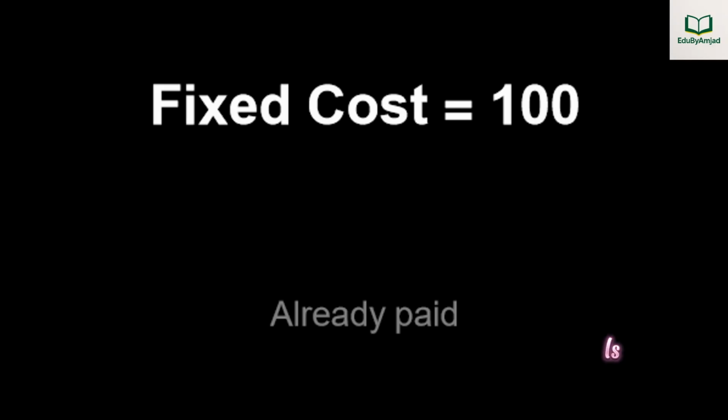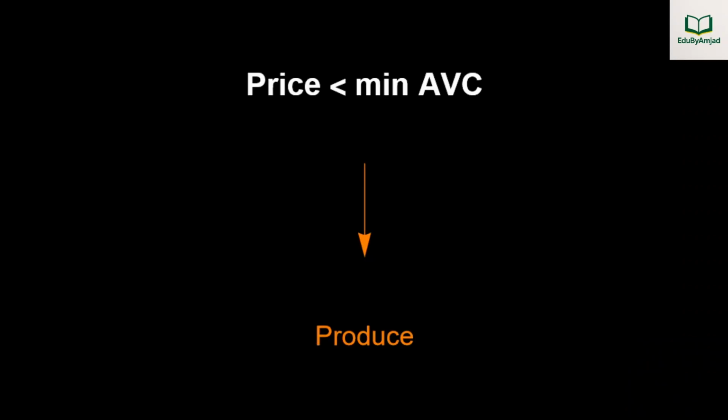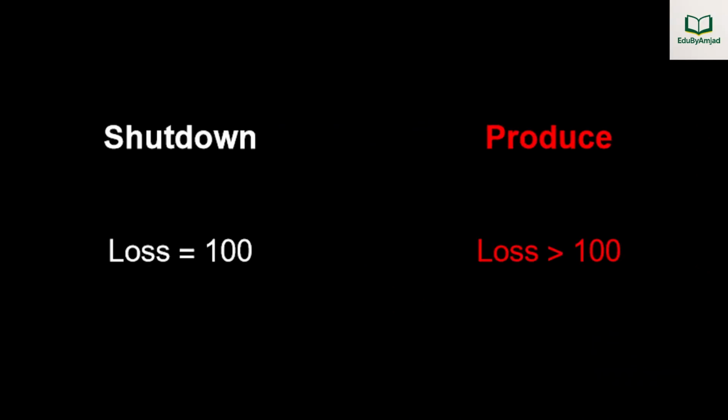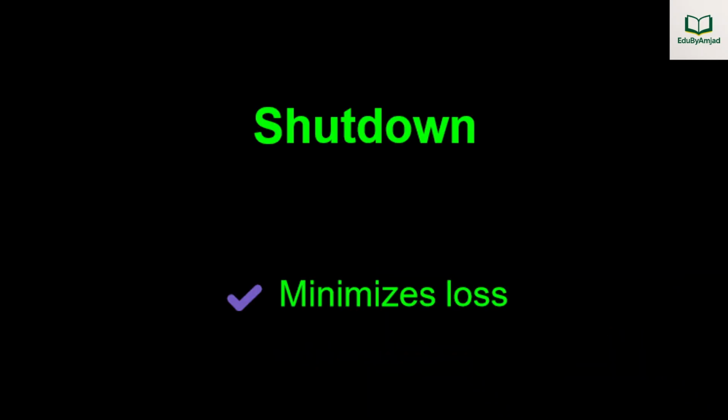Suppose fixed cost is 100. If the firm shuts down, loss equals 100. If price is below minimum AVC, and the firm produces, loss becomes greater than 100. So even though the firm is already making a loss, producing makes the loss worse. That is why shutdown is optimal.